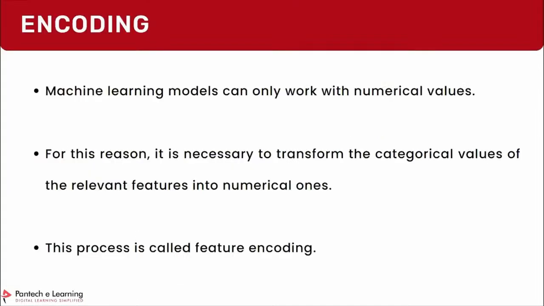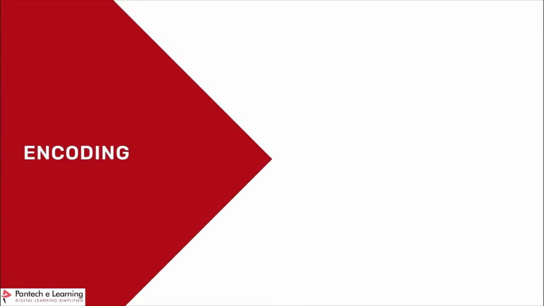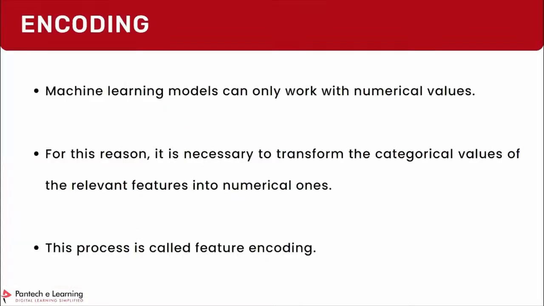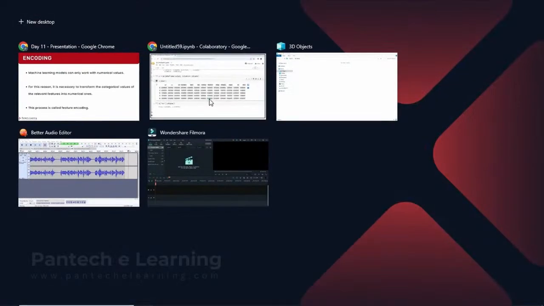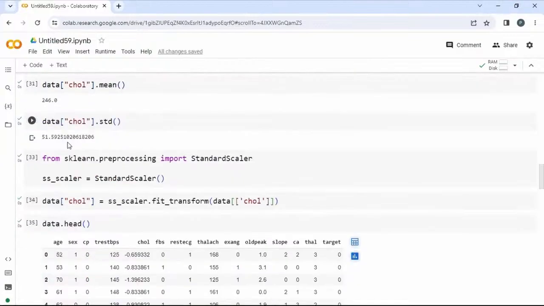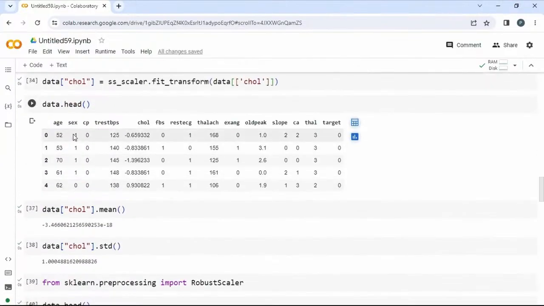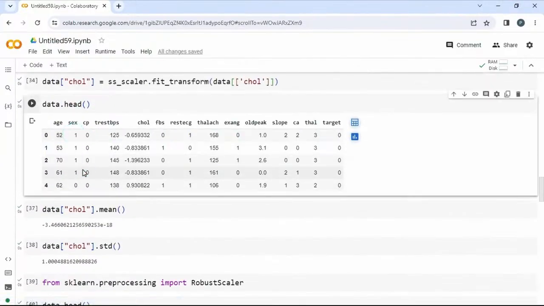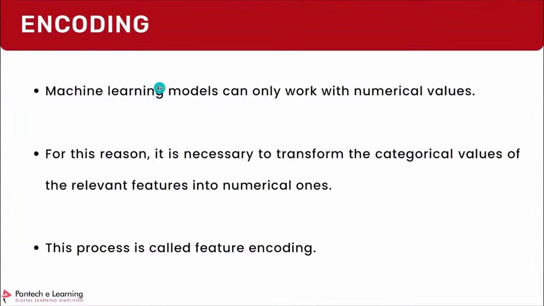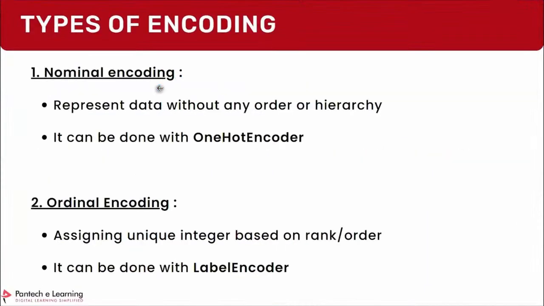So moving on to the next one, which is encoding. As we discussed earlier, machine learning models can only work with numerical values. For this reason, it is necessary to transform the categorical values into relevant numerical ones, and this process is called feature encoding. In gender, instead of male and female, they have represented it as 0 and 1, right? So like that, encoding will be happening.